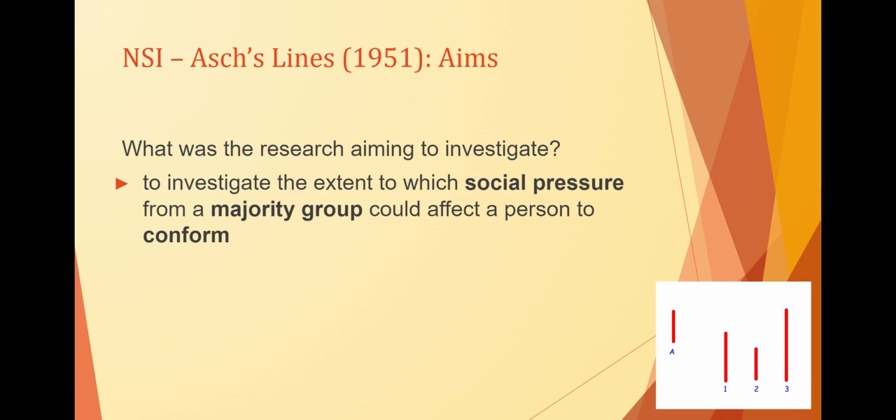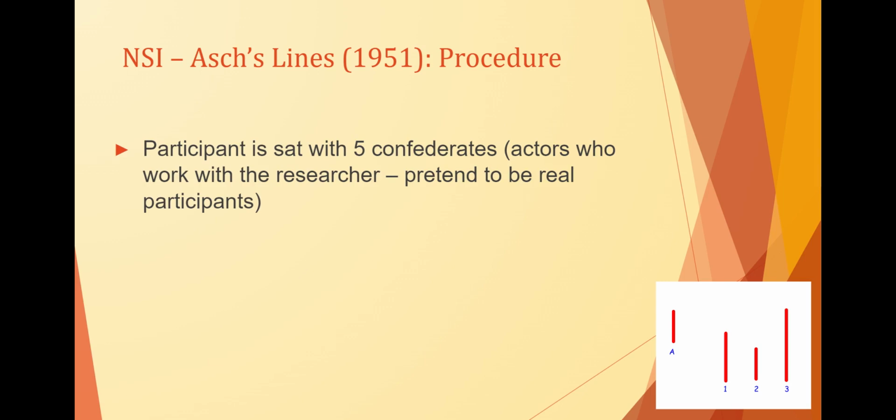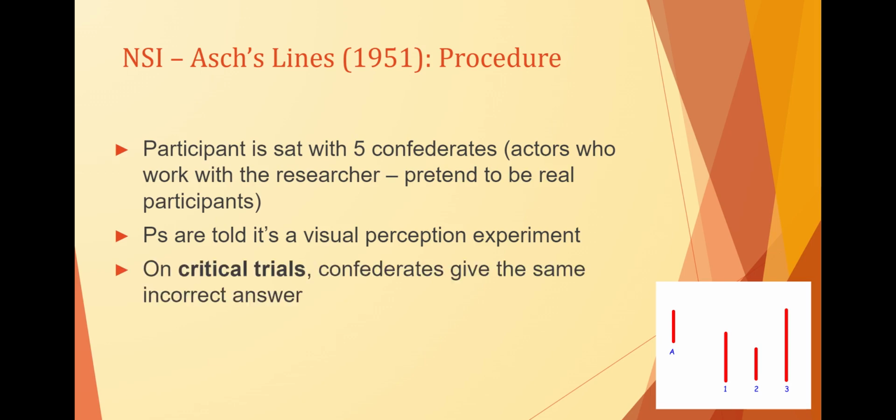The research was aiming to investigate the extent to which social pressure from a majority group could affect people to conform. The procedure. Participants sat with 5 confederates, actors who work with the researcher and pretended to be participants. Participants are told that it's a visual perception experiment. On critical trials, confederates give the same incorrect answer. Critical trials are the trials which they took the results from.